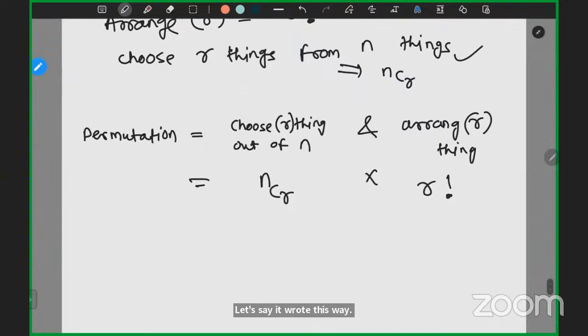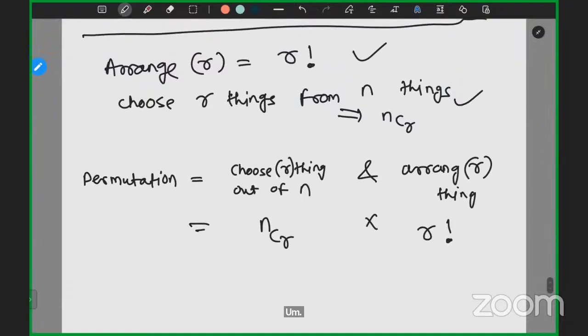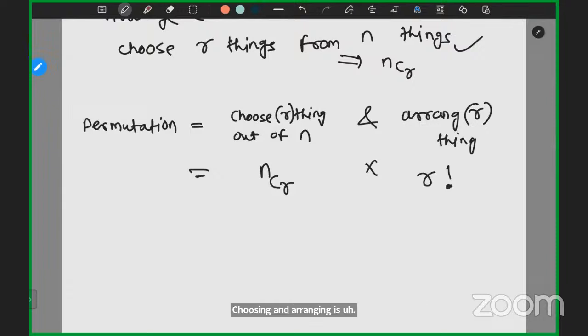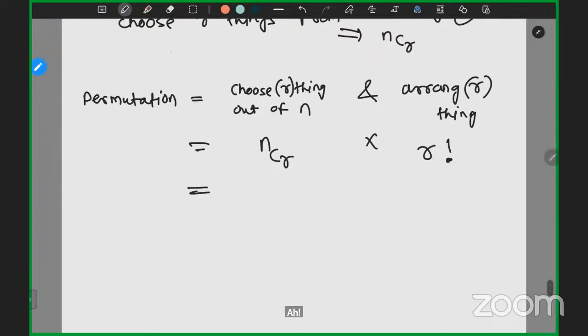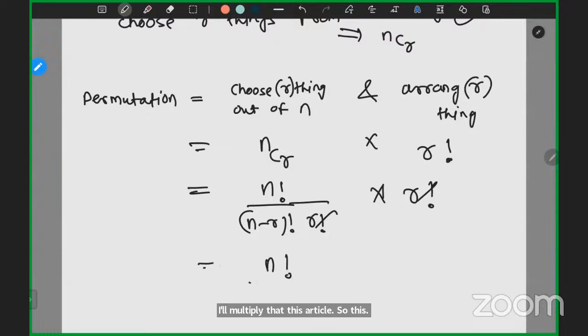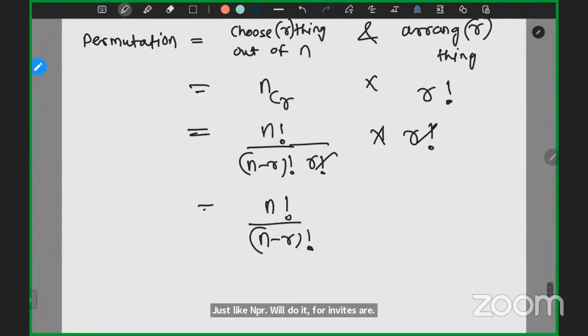So permutation is both the things I'm doing. I'll choose r things and then I'm going to arrange them. So choosing and arranging is permutation. We'll take an example. If you solve this, we'll get n factorial over (n minus r) factorial, times r factorial over r factorial. So this we can remove, and it's just n factorial divided by (n minus r) factorial. This is permutation. We denote it with P and write nPr.